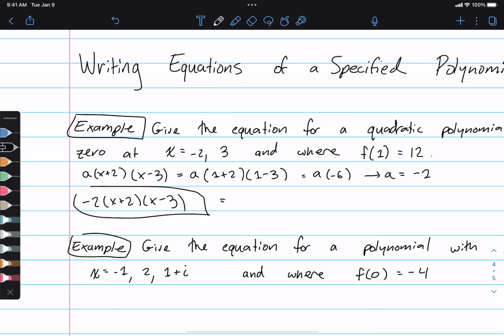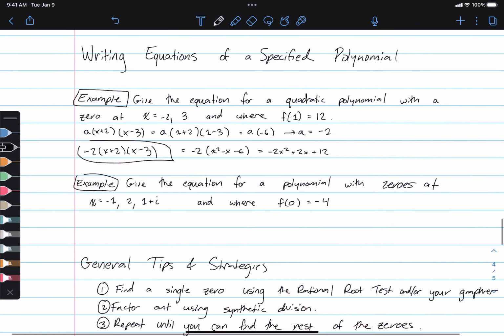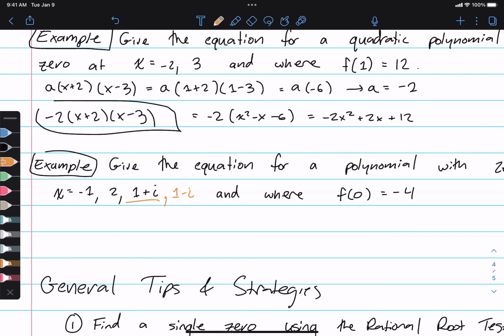And if you want, we can also expand this out. So this is going to be -2 times x squared minus x minus 6. So this is equal to -2x squared plus 2x plus 12. Isn't that wonderful? Another example, let's give the equation of the polynomial with zeros at x equals -1, 2, 1 plus i, and where f of 0 equals -4. So notice here that because we have 1 plus i as a zero, we're also going to get 1 minus i as a zero because of the complex conjugate pairs. So we're going to get 1 minus i. And so I'm just going to start writing that out.